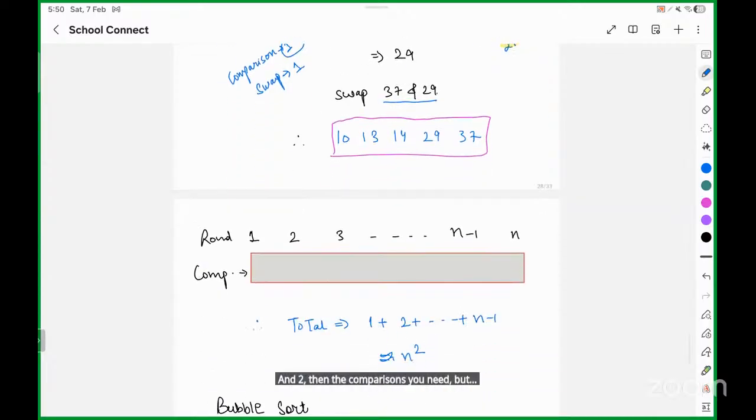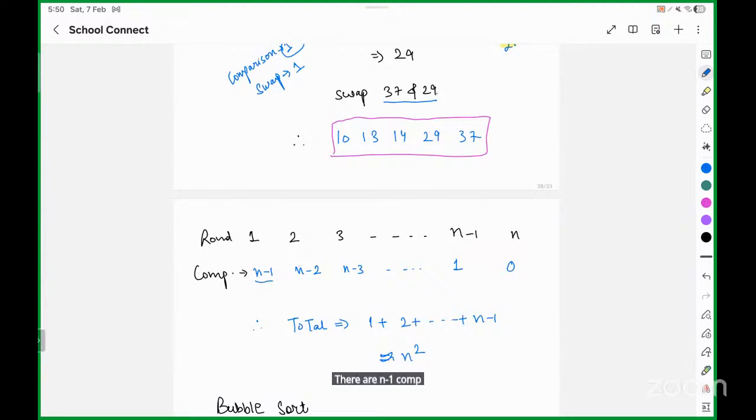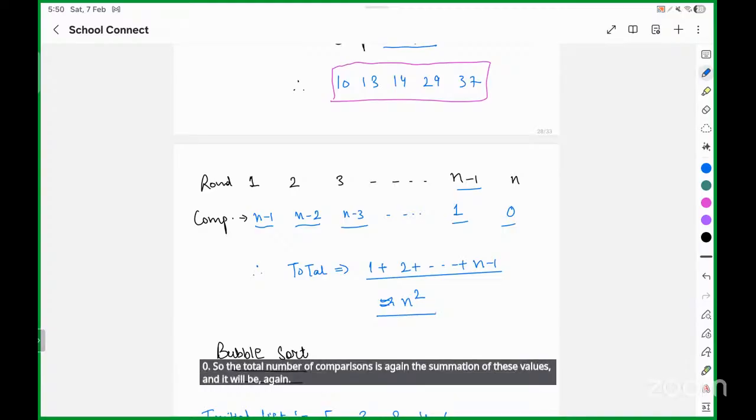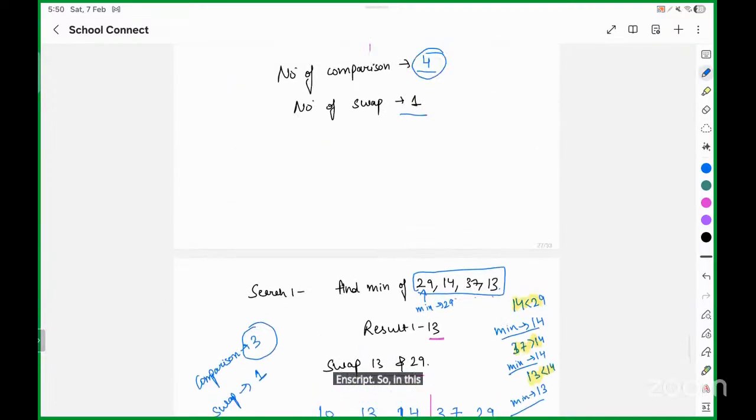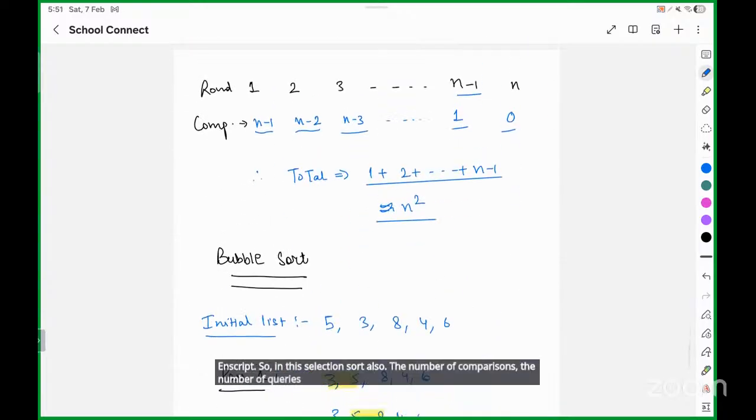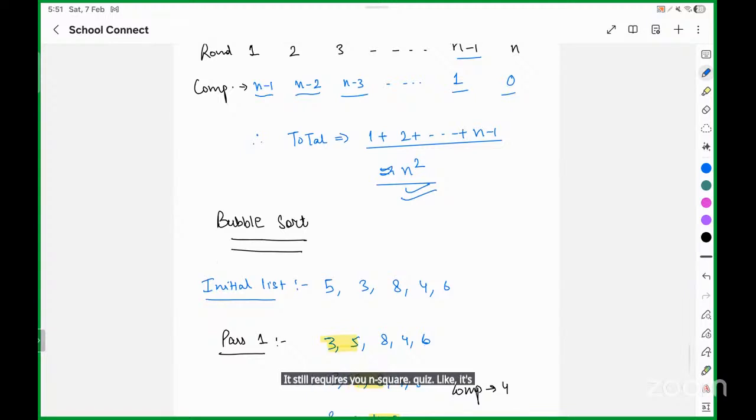In the same way, in the first round there are n minus 1 comparisons. For the second round, n minus 2, then n minus 3, and so on down to 0. So the total number of comparisons is the summation of these values, and it will be about n square. So in this selection sort also, the number of comparisons, the number of queries to sort an array of n, still requires roughly n square queries. It's approximately n square, not exactly n square.